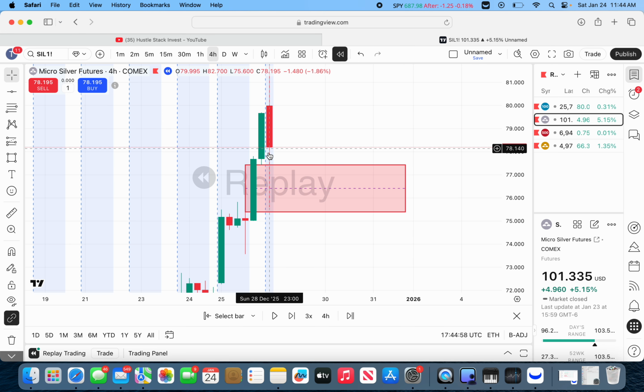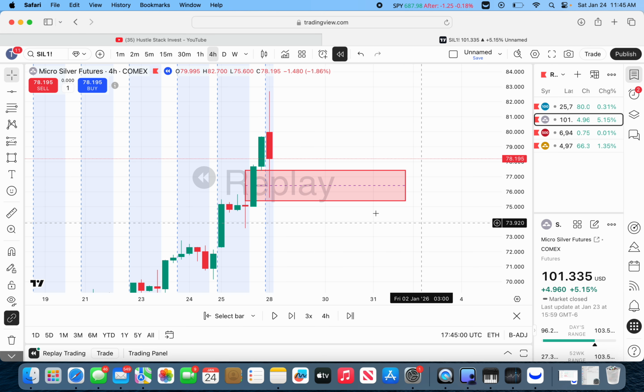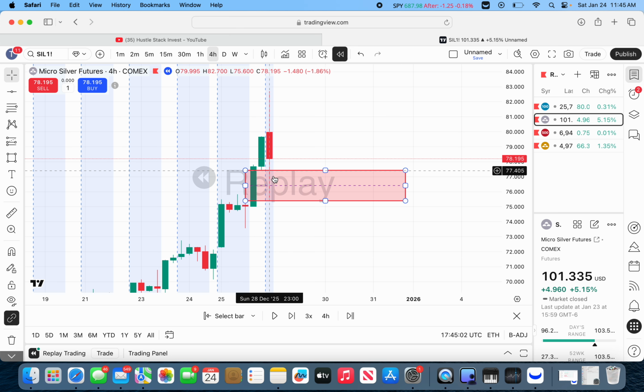Boom. Price tapped into this fair value gap, right? That's exactly what we want to see. We want to see a tap. Boom. Price tapped into here and got out. Beautiful. That's what we want to see.